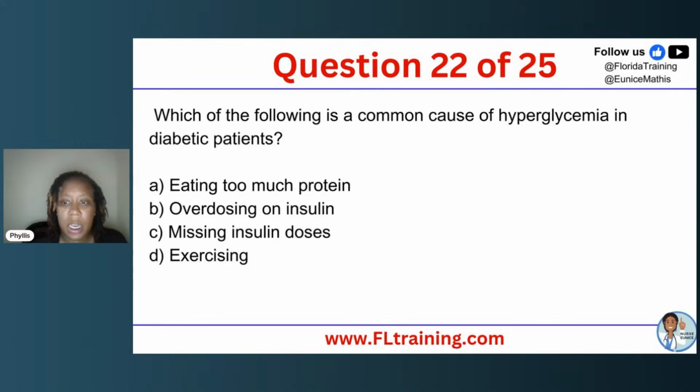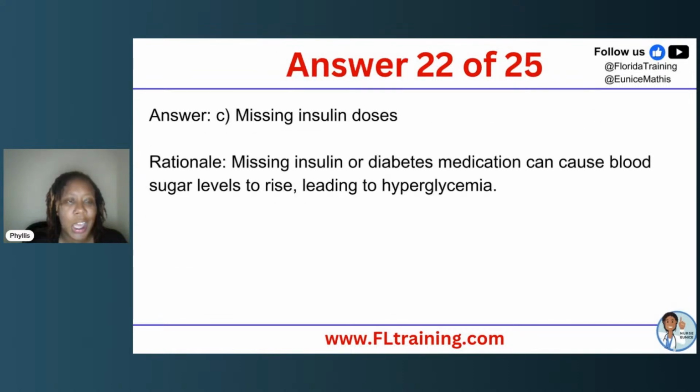All right, let's go ahead and reveal the answer. If you chose C, you are absolutely correct. Missing insulin doses. Missing insulin and or diabetic medication can cause blood sugar levels to rise, leading to hyperglycemia.